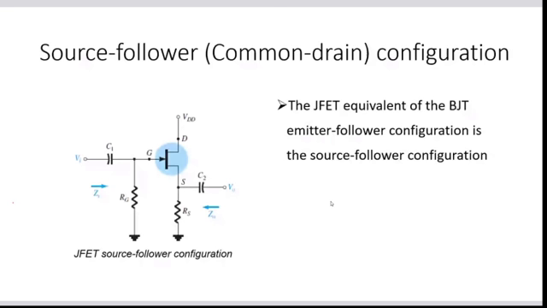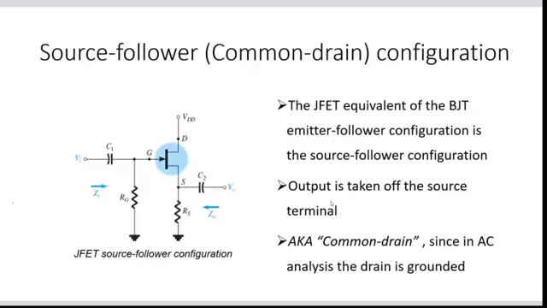Also, it is known as the common drain configuration. Why? Because during the AC analysis we have to connect the DC source to the ground. So when I connect this DC source VDD to the ground, we give the input between the gate and the ground, and we take the output between the source and the ground. That means the drain becomes the common terminal here. That's why it is also known as the common drain configuration.